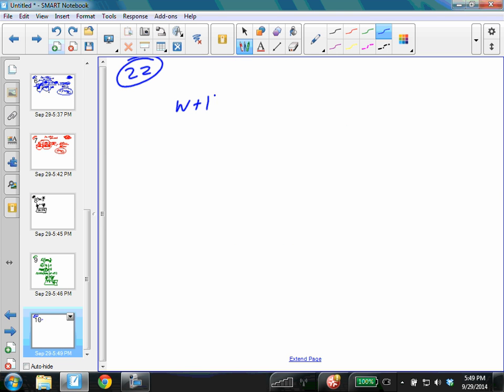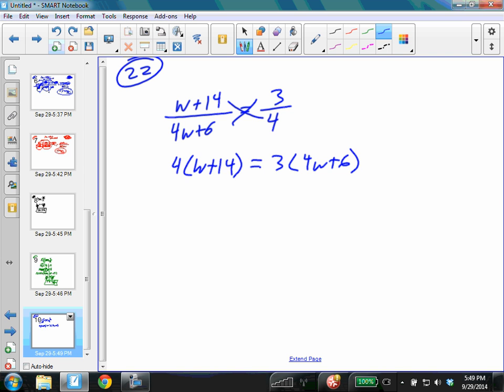It says w plus 14 divided by 4w plus 6 is equal to 3 over 4. So now I still have two fractions that are equal to one another, one fraction equal to another one, so I'm going to cross multiply again. But this is actually going to require the distributive property twice. I'm going to have to do 4 times the w plus 14 as one of them, and for the other one, I have 3 times 4w plus 6. I have to make sure I distribute on both of those, multiplying by the entire thing on both sides.